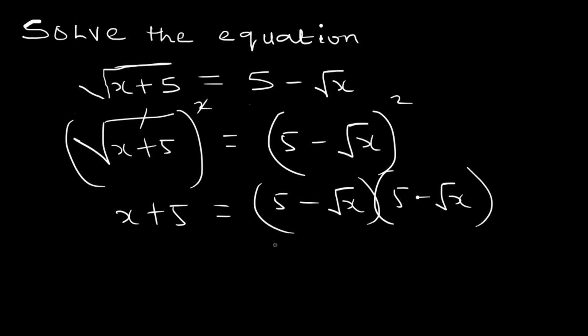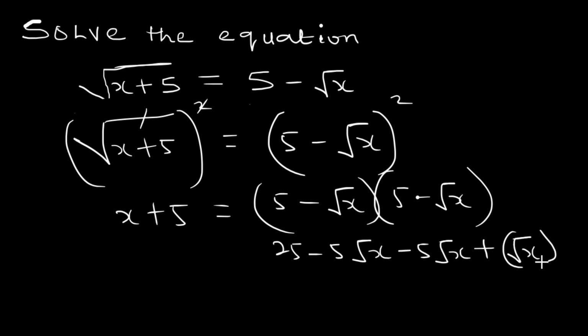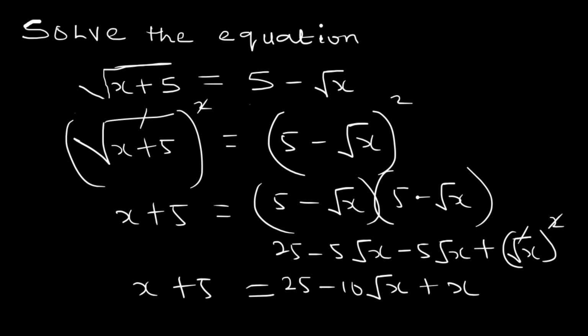5 times 5 is 25. 5 times minus root x is minus 5 root x. Minus root x times 5 is minus 5 root x. And minus root x times minus root x is plus root x all squared. If we take like terms, we'll have 25 minus 5 root x minus 5 root x, which is minus 10 root x, and plus the square root of x squared. The squared will cancel out with the square root and we'll have just x. So here we'll say that x plus 5 is equal to this.